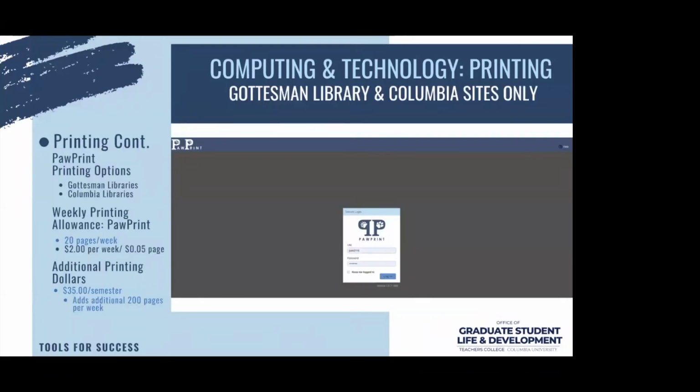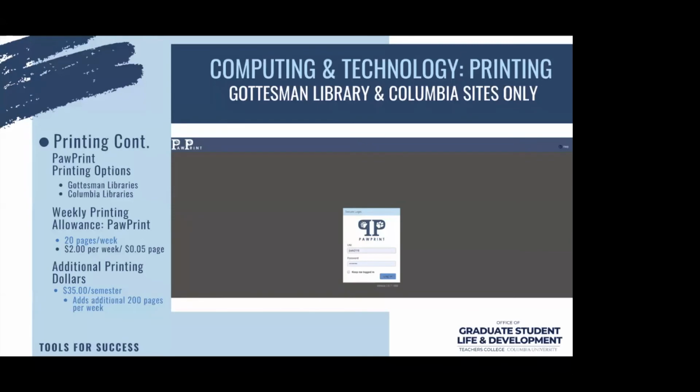Your second printing system is called Pawprint, and this can be used in our Gottesman library as well as any Columbia library. Regardless of where you're printing, your allowance remains the same at 20 pages per week. So if you're strategically planning your assignments and printing, you can realistically print 40 pages per week, which for many students is more than enough. I don't know, again, if the timeline remains the same, but when I was a student, the weekly refresh happened on Saturdays, which was perfect because between Saturday and Sunday, I could print all of my course materials for the week ahead. And like Goprint, you can also increase your printing dollars with Pawprint.